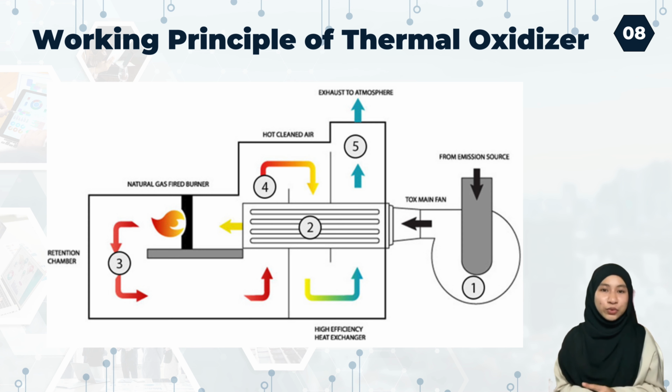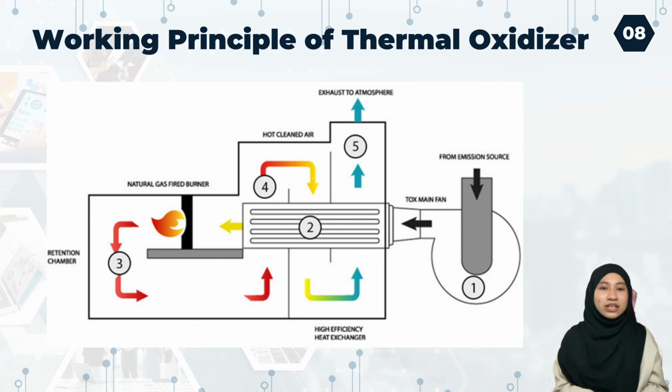Next, at point 2, the air flows via a heat exchanger to warm it before entering the combustion chamber. The chamber is designed to provide the right conditions for complete combustion, including the proper temperature, residence time, and turbulence. In order to guarantee the complete elimination of volatile organic compounds, the air in the combustion chamber is heated to a high enough temperature and maintained there with turbulence, reaching point 3.